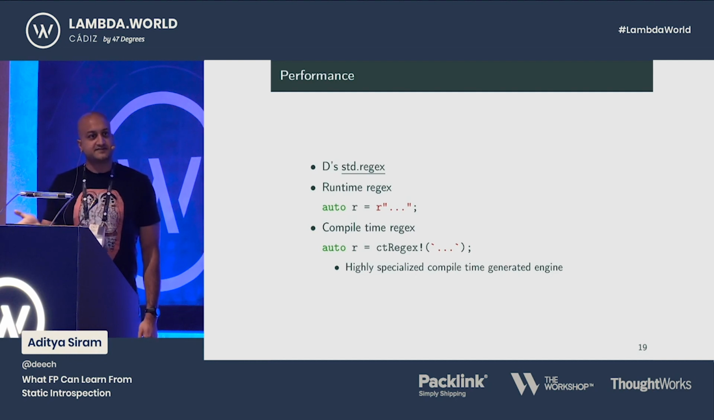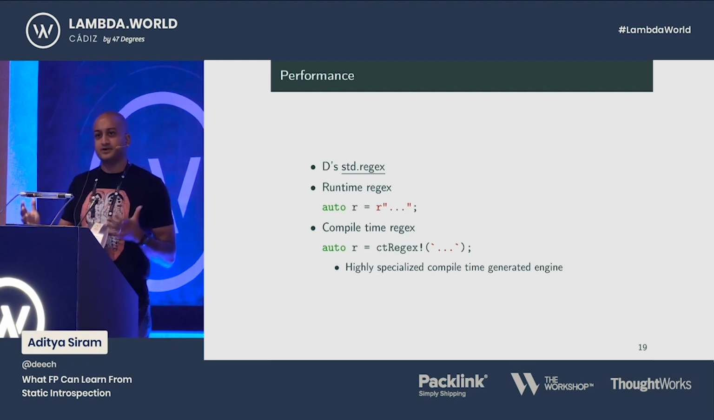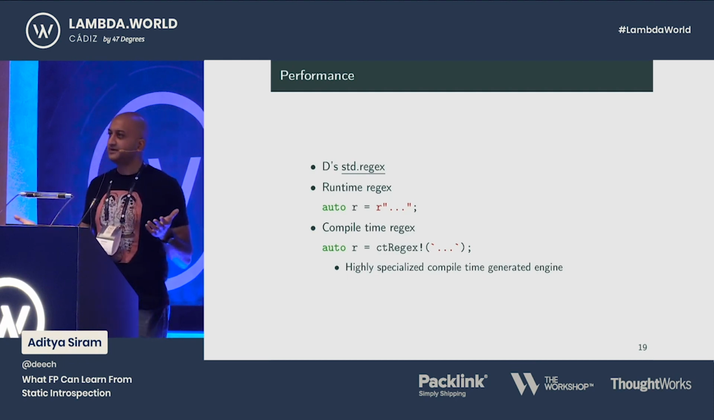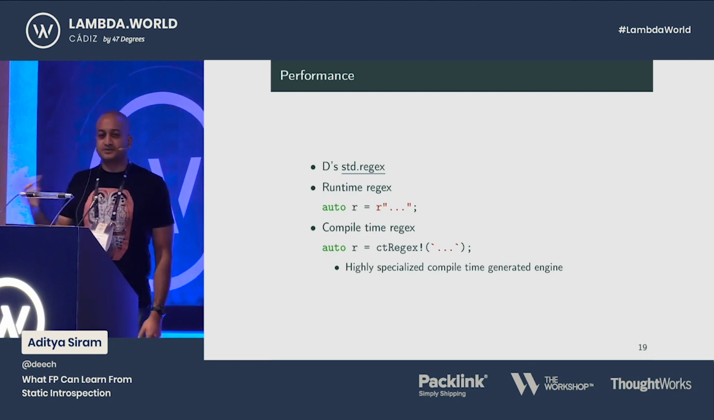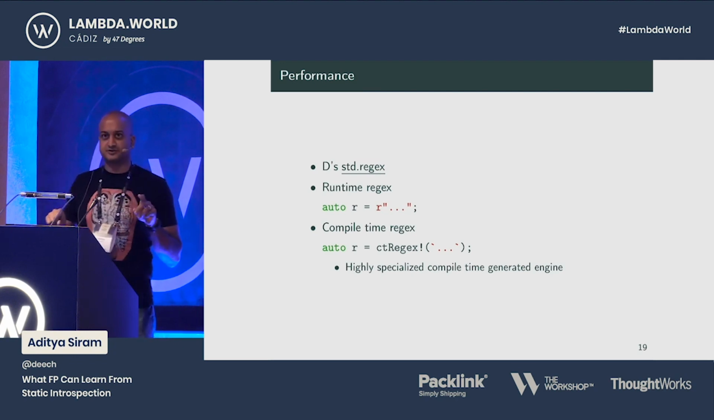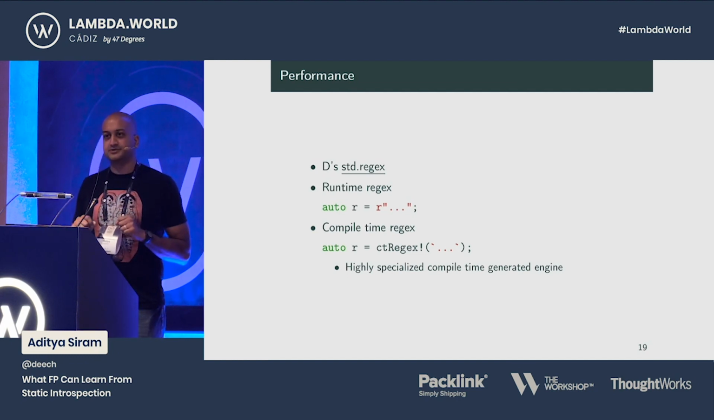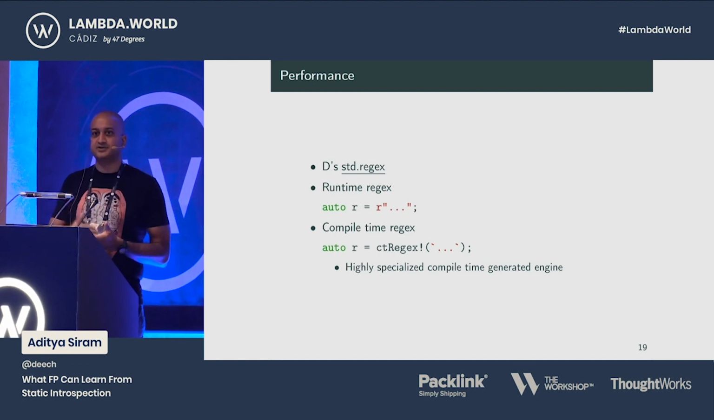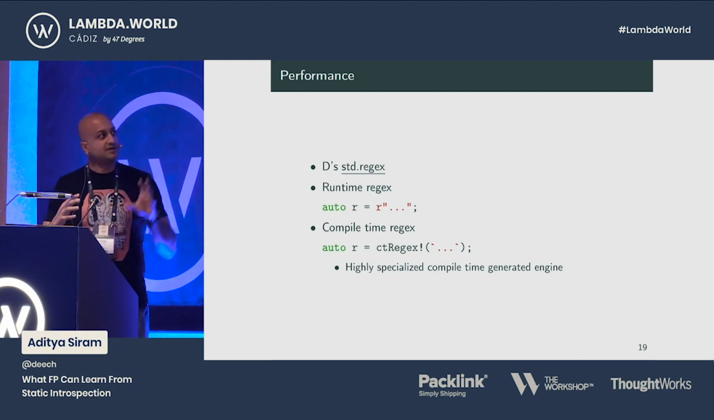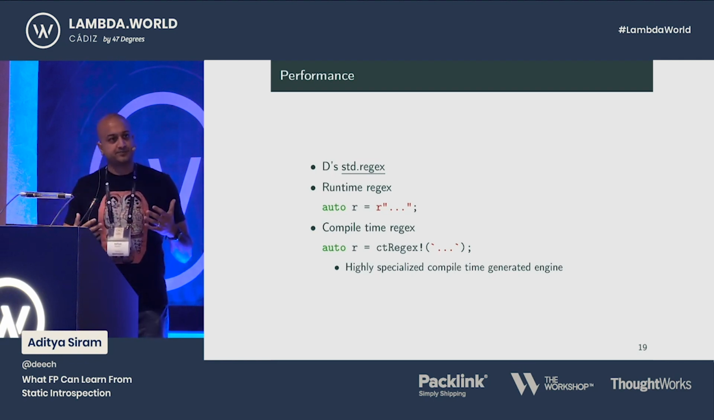And D's std.regex is kind of the same way. std.regex is a regular expression library that ships with the D standard library. And it has 2 modes. It has a runtime mode and it has a compile time mode. In the runtime mode, you just go R, open quotes, and put the regular expression in there. In the compile time mode, you use this thing called ctRegex, which is a compile time function, and the regular expression goes inside of those backticks. So the idea here is you generate a highly specialized compile time engine for just exactly that regular expression. And that's where they think that performance comes from, right?